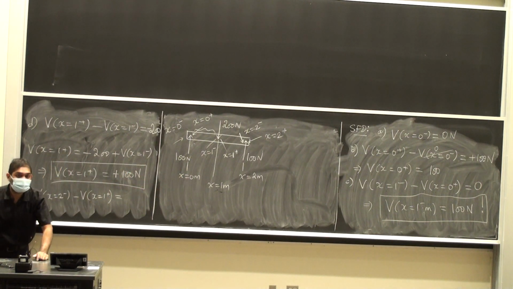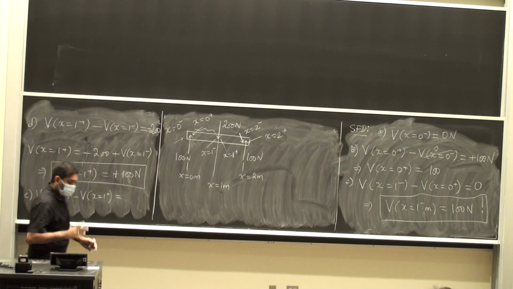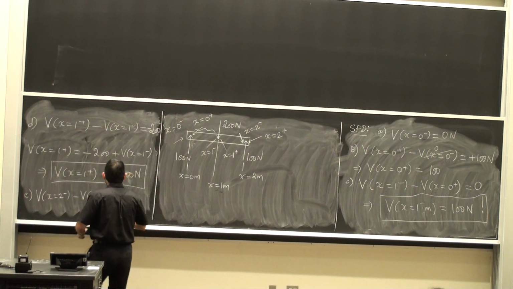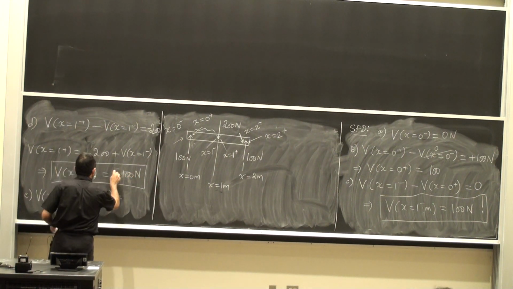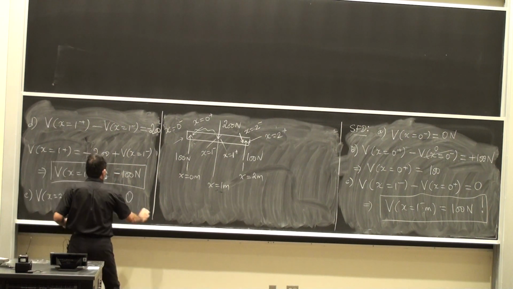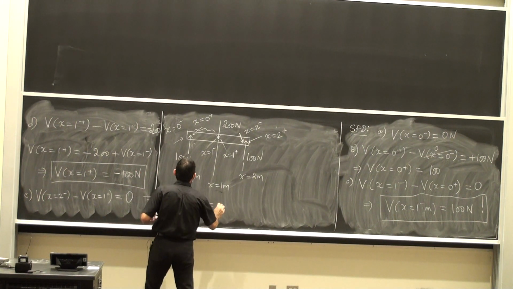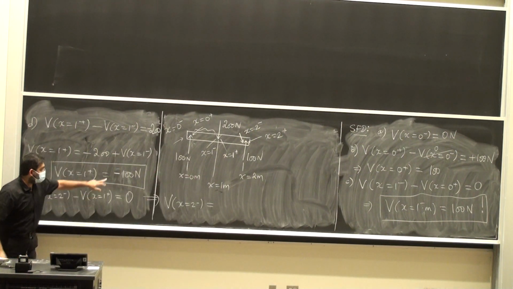Yes, sir. Is V of x equals 1 plus supposed to be negative 100? Oh yes, yes, thank you. Yeah, absolutely. That would have derailed everything, right? Yeah. Thank you, that's my mistake. So this is 0, which tells me that V at x equal to 2 minus is equal to V at x equal to 1 plus, which is minus 100.